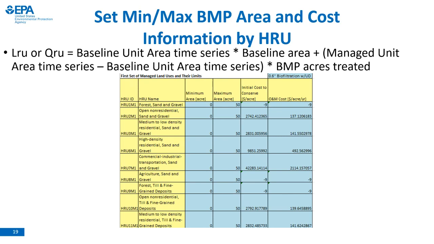We do have default cost data available in WMOST, but again, you can override these if you have more regionally specific values. And for example, you might want to use EPA's National Stormwater Calculator to estimate regionally specific cost values.